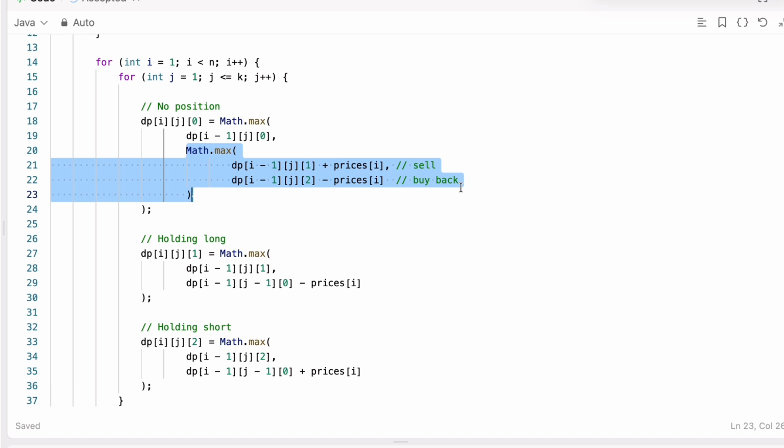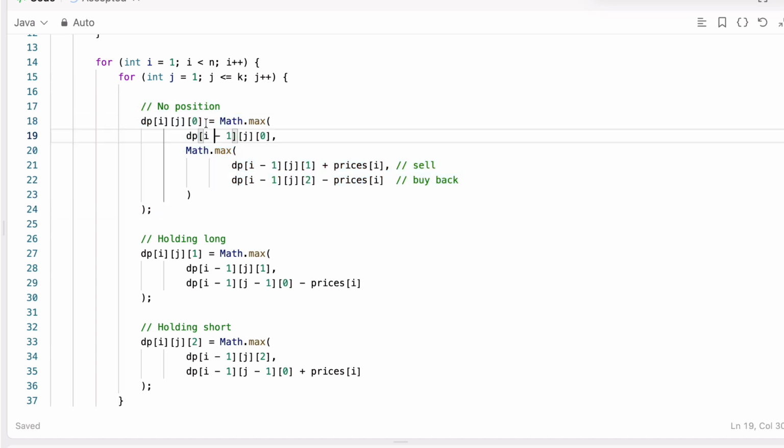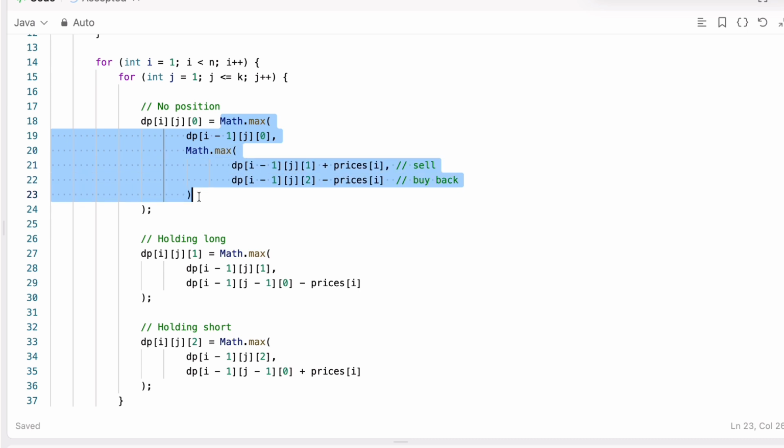Remember, when we don't have the position, we are talking about the neutral state. So neutral state means state is 0 here, right? When state is 0, we have taken dp at i, j and 0. So we have to take the maximum between dp at i minus 1, j and 0, and the maximum between short selling and short buying the value. In one state we will do nothing, but in this state we will sell and do buyback. Okay, so till now we have understood.